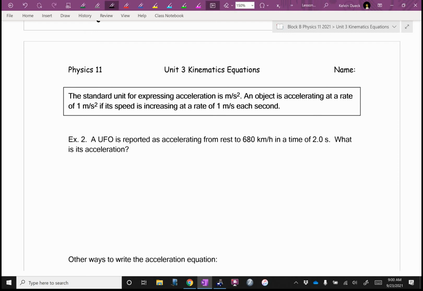Example 2, a UFO is reported as accelerating from rest. I would underline the phrase from rest. What does that tell me? VI equals 0. Remember that. We'll come back to that. To 680 kilometers per hour in a time of 2.0 seconds. What is its acceleration?